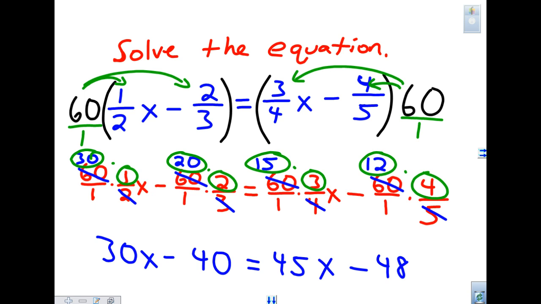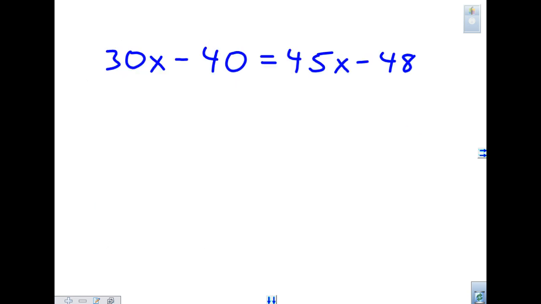So that's how you handle fractions in your equations. You multiply both sides by the common denominator. We still need to solve the equation, but this should be relatively easy now that the fractions are out of the way. So let's go ahead and solve the equation really quickly here.